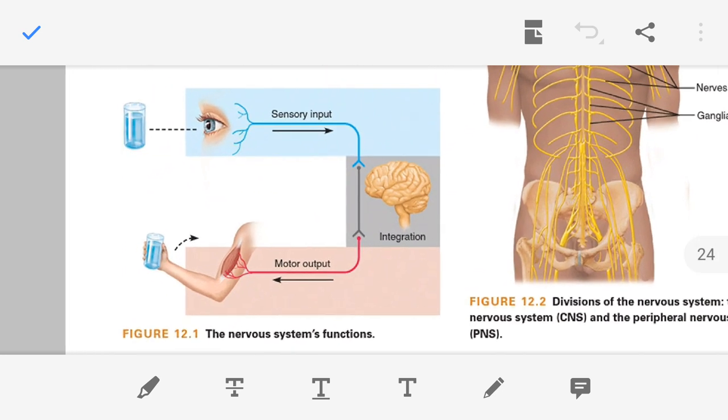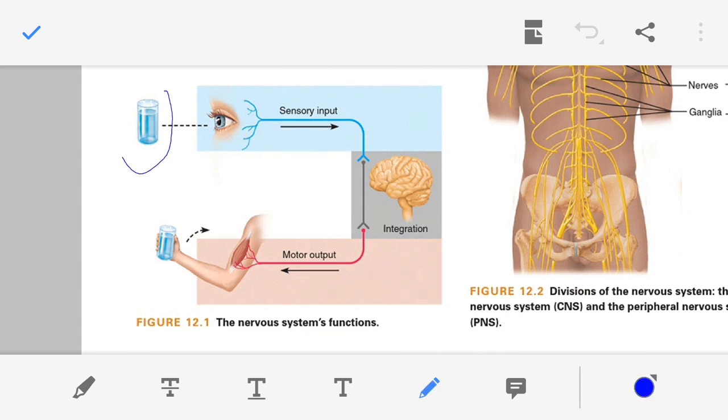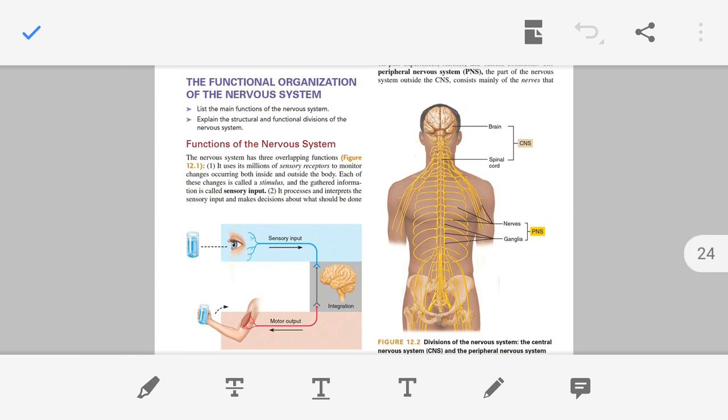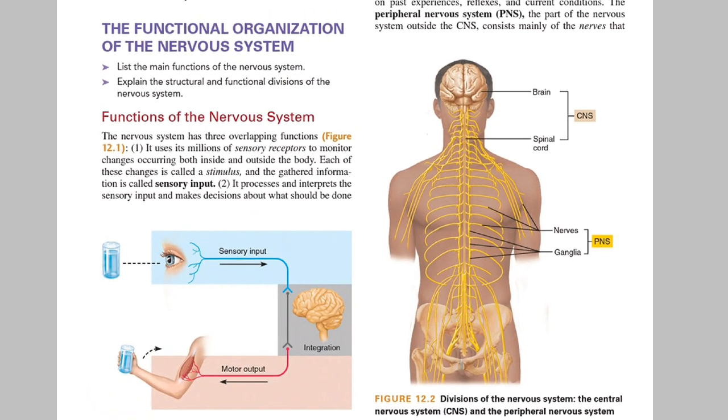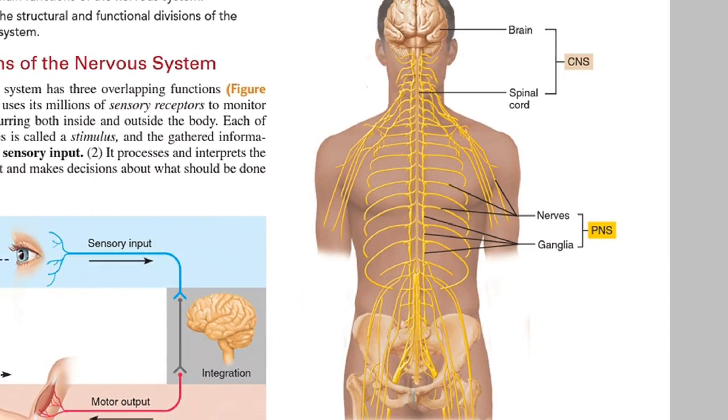Then here you see a glass of water is there. So our eye is seeing that the glass is filled with water, and from the eye, the optic nerve sends the nerve impulse to our brain, and then the brain analyzes this information that the glass is filled with water, and then the brain sends the nerve impulse through the motor nerve to the muscles of our hand, and then we decide to drink the water. Okay. So this is how CNS and PNS are shown. Okay.